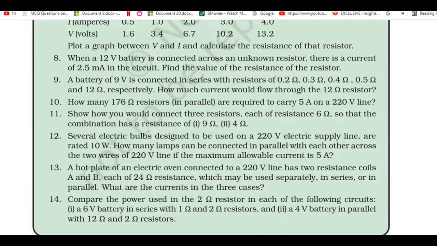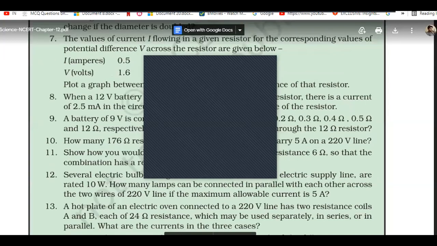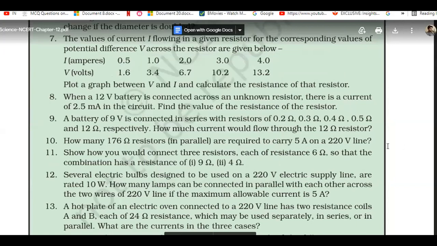You don't know the answer. Okay, let's solve this question. So this is simple. How will you be able to solve this one? You have three resistors each of 6 ohm, and you have to connect these resistors in such a way that you are going to get an equivalent resistance of 9 ohm.